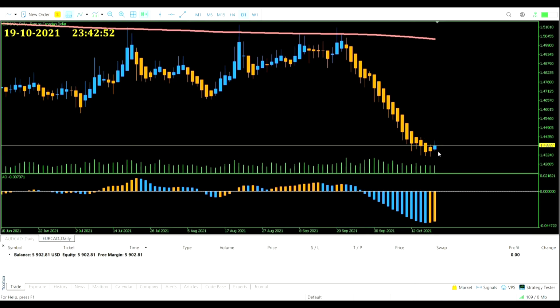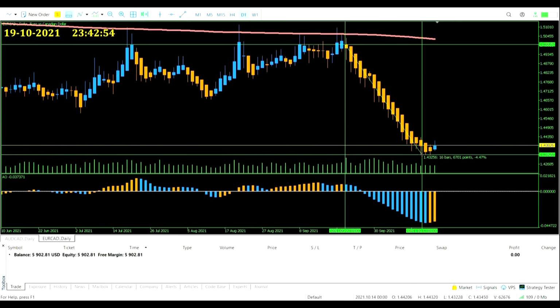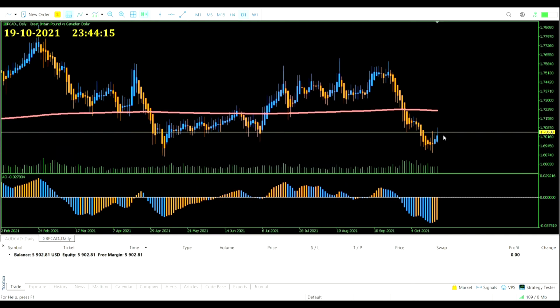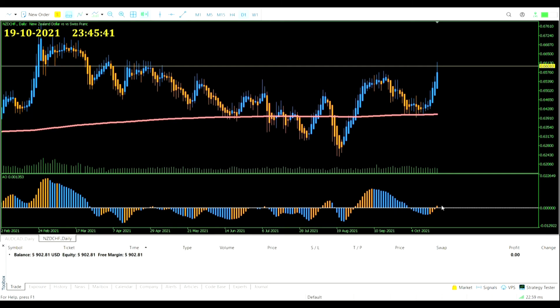Euro Canadian dollar pair turning blue after a long streak of orange. That does mean we are on the lookout for sell signals here. Could be at just a day's notice that these Heikin-Ashi candles flip back to orange. Pound Canadian dollar, let's see it turn orange. Get us into a sell signal. And it is another 0 line crossover on the oscillator. This one for the New Zealand dollar Swiss franc pair. It's not our entry signal, but we've seen quite a few of these tonight.